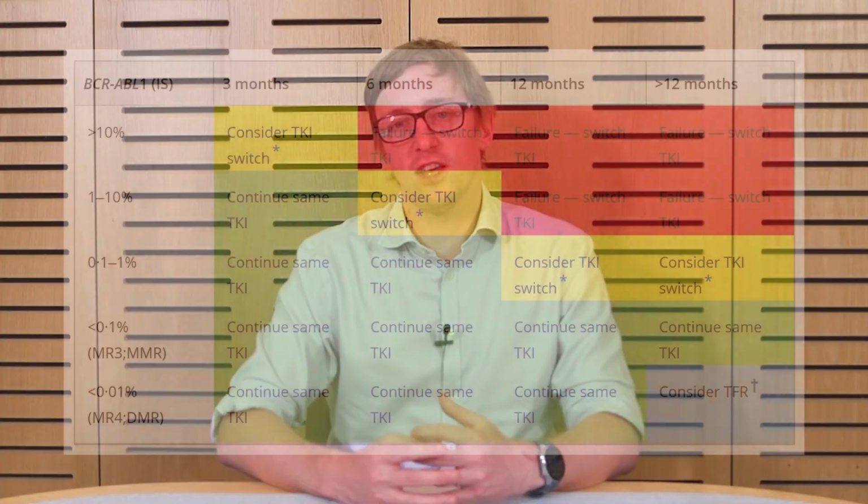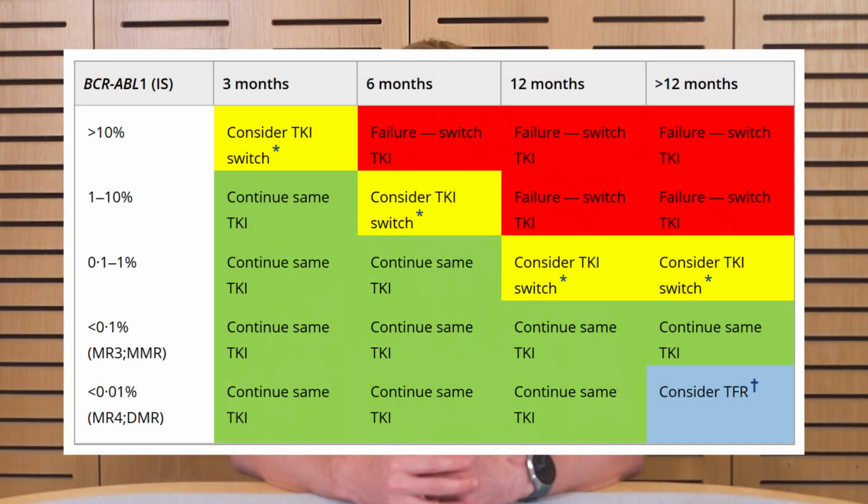So this is a little diagram that's in our British Society of Haematology guidelines about CML, and this just tells you what we're aiming for at different stages of treatment. As you can see, by 3 months, to get into the green or the really optimal response, we want to get to less than 10%, and then by 6 months, we like to get to less than 1%, and then we aim for less than 0.1%, so that's major molecular response, at 12 months.